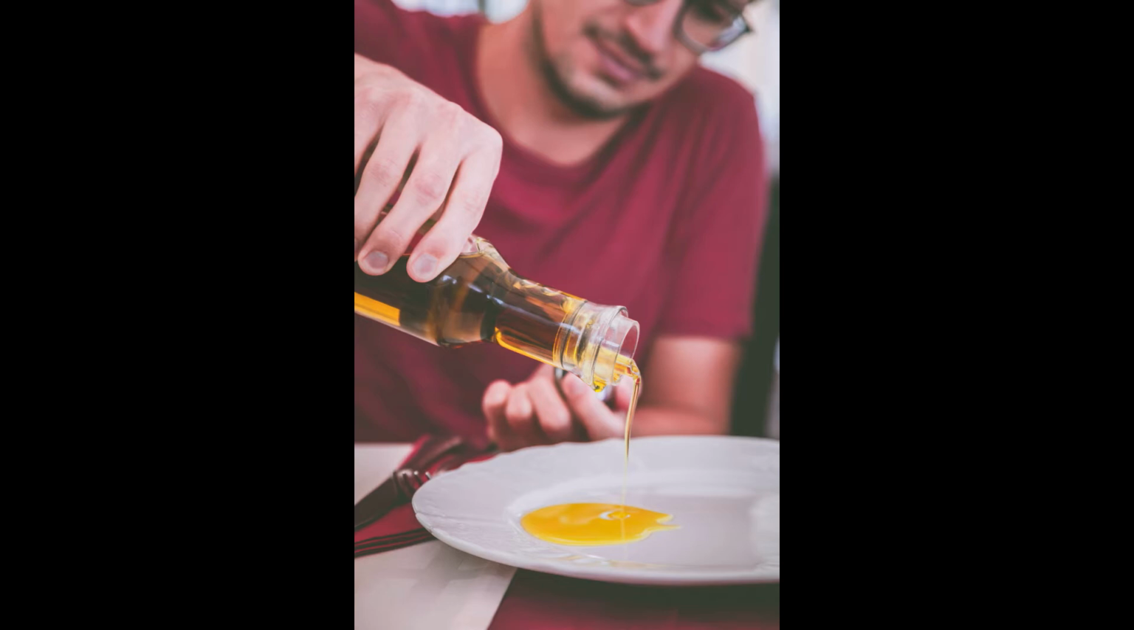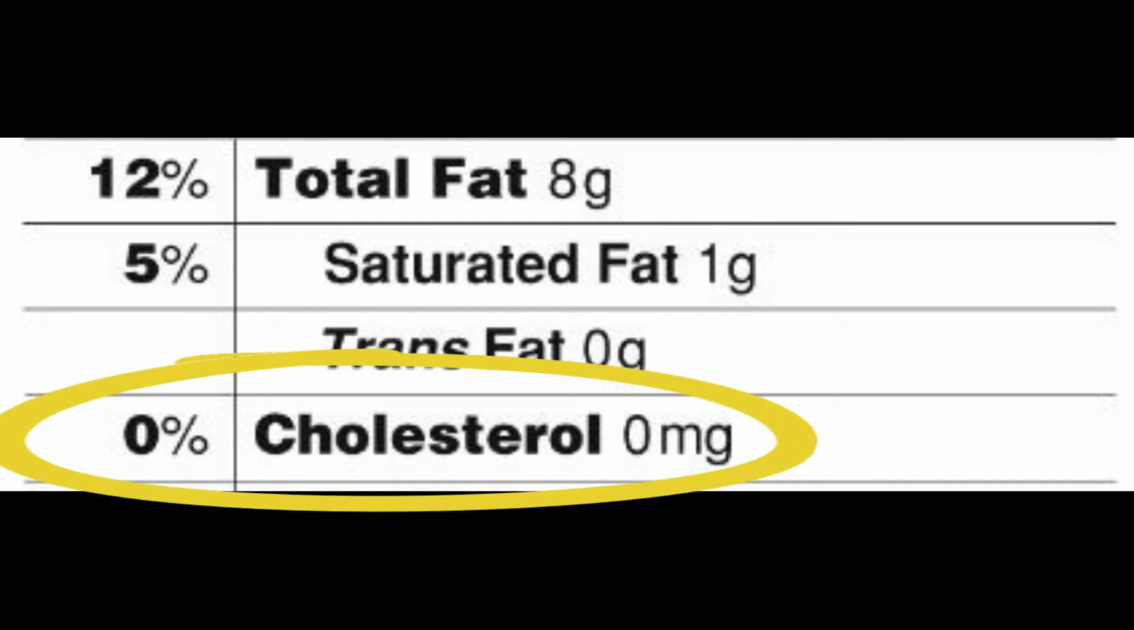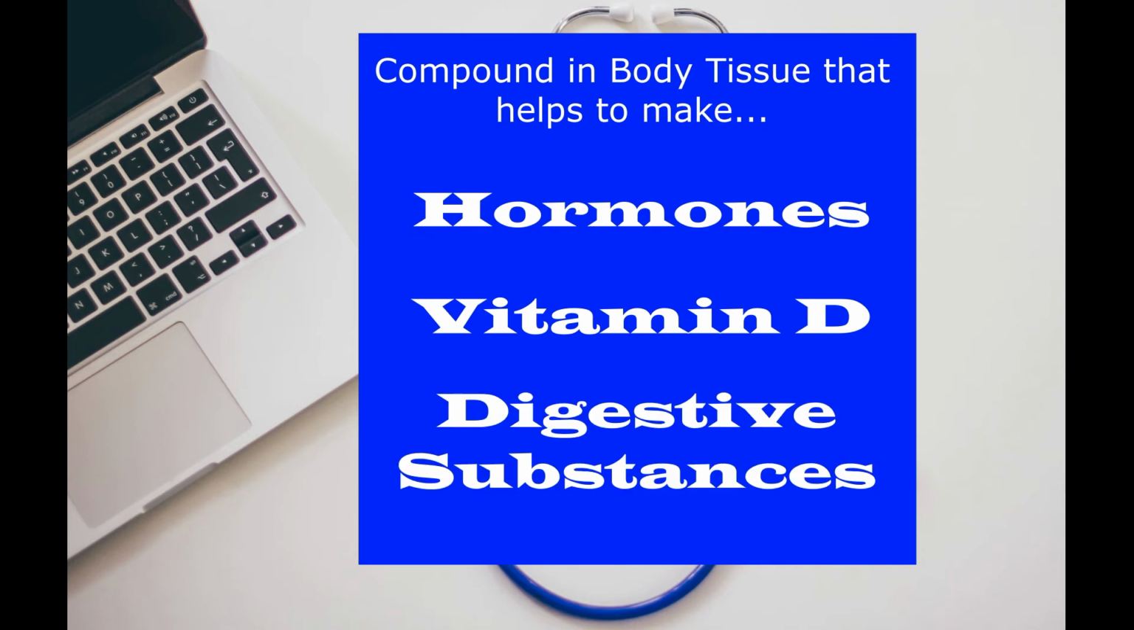To find out more about the specific types of fats used in a product, you can also check the ingredients list. In the next section of the nutrition facts label, you will find the amount of cholesterol in your product. Now, you've probably heard of cholesterol before, but do you know what it actually is? Cholesterol is a compound found in body tissue. It helps to make hormones, vitamin D, and some substances that digest your food.